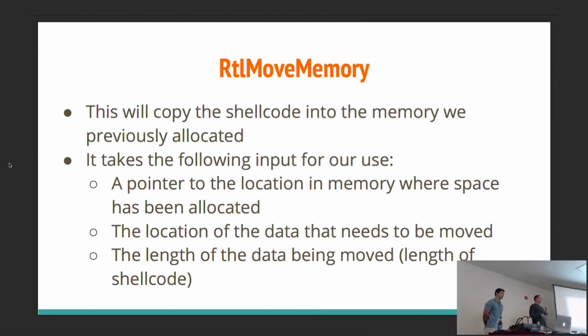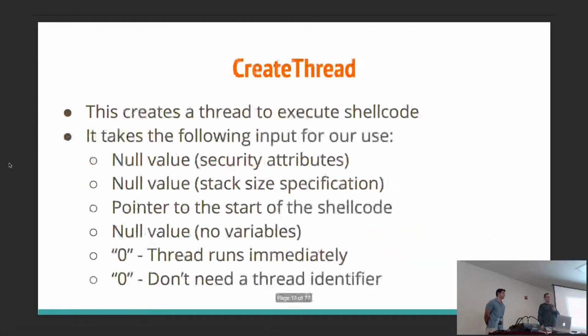RtlMoveMemory is the function that actually moves our shellcode, or that we use for Python payloads to move the shellcode into the memory space that you created. The main things it takes are the location of memory that you previously allocated, the shellcode, and then the length of the shellcode that you're going to move into it.